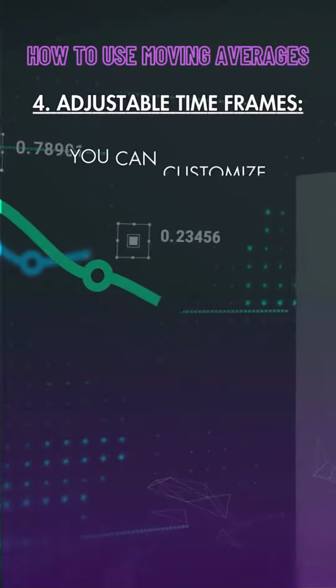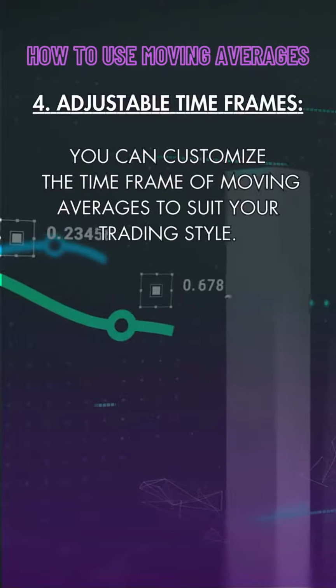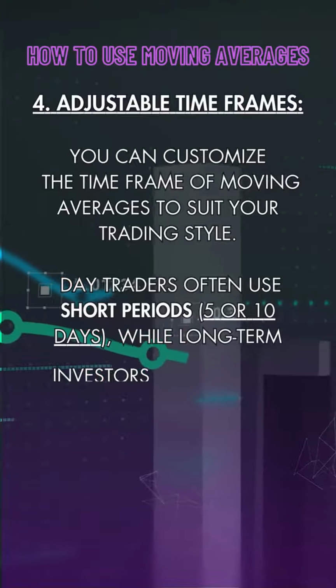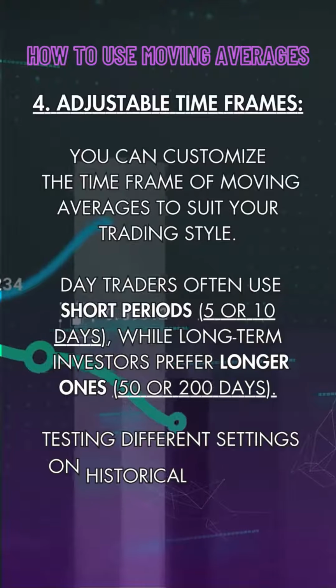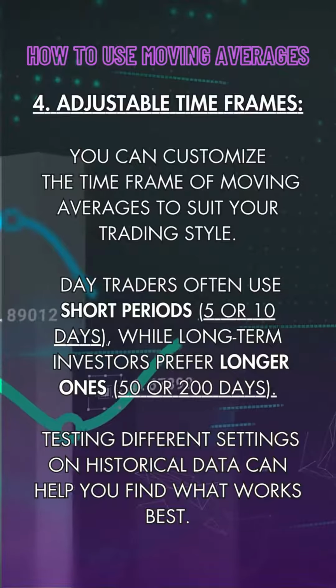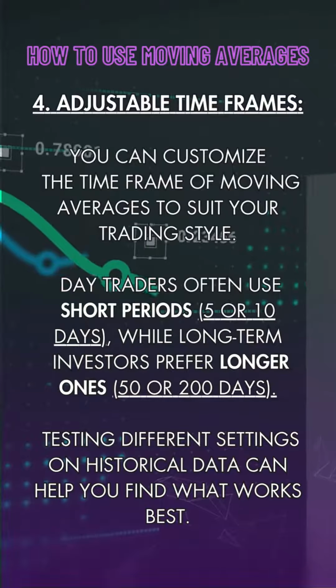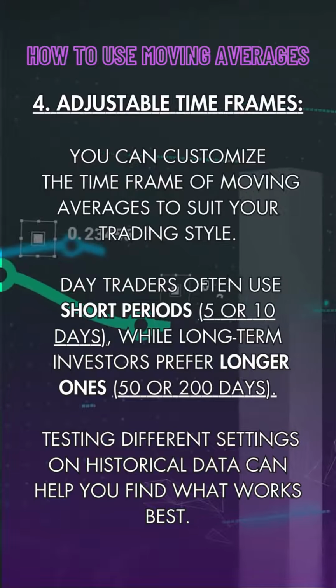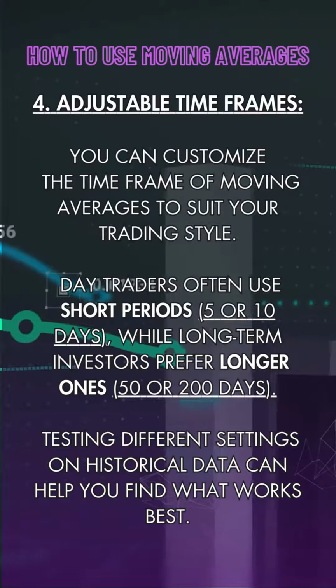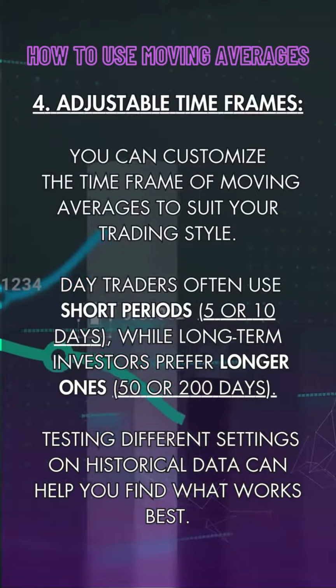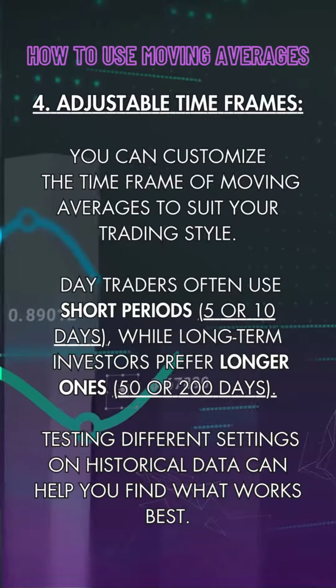Adjustable time frames. You can customize the time frame of moving averages to suit your trading style. Day traders often use short periods, e.g., 5 or 10 days, while long-term investors prefer longer ones, e.g., 50 or 200 days. Testing different settings on historical data can help you find what works best.